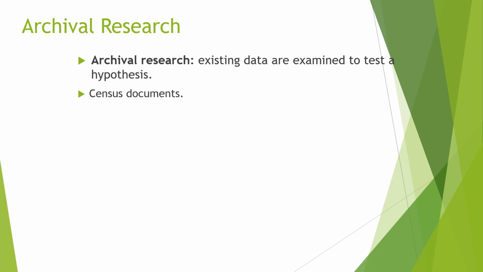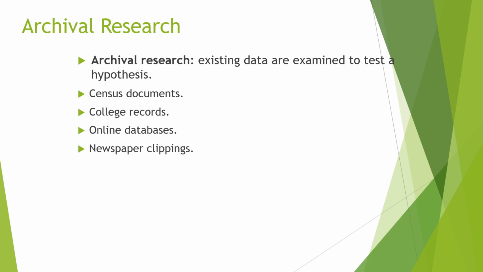Another type of archival research you could use is college records. You could also use online databases. And then the fourth type of archival research would be newspaper clippings. All four of these have a lot of data within each of them that you could use in conducting your study to support your hypothesis.